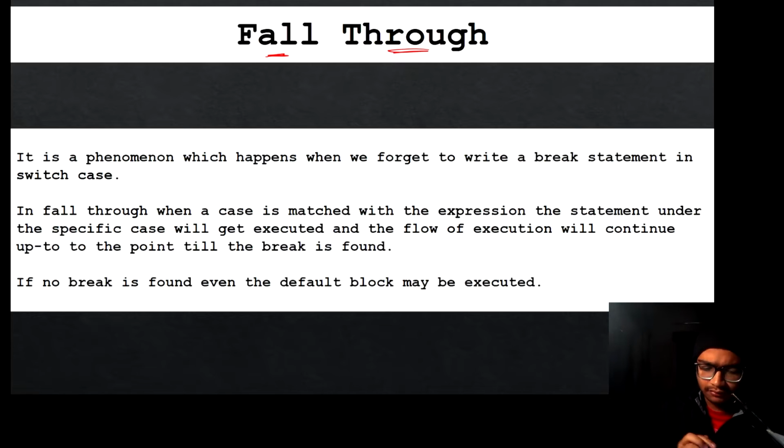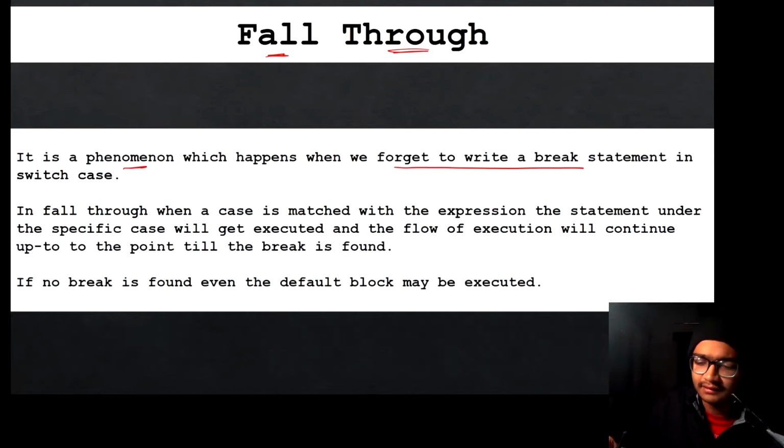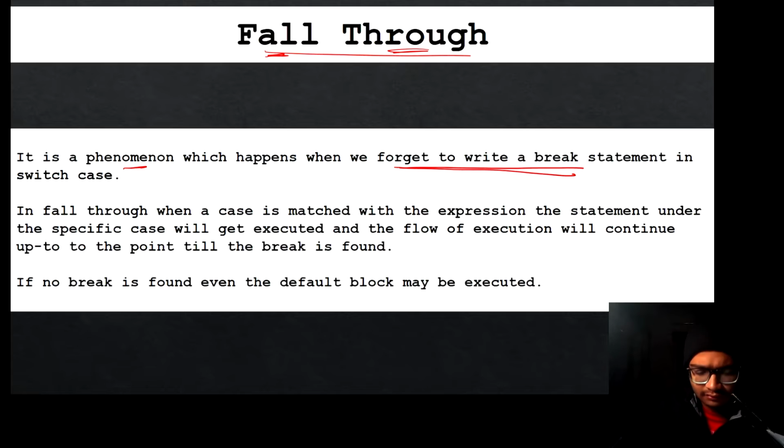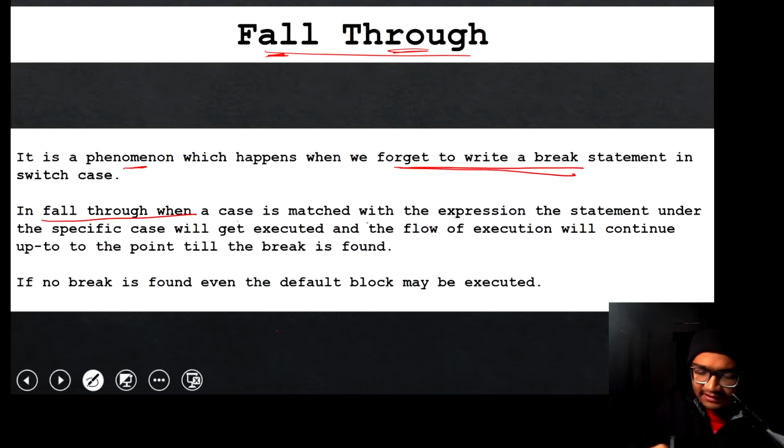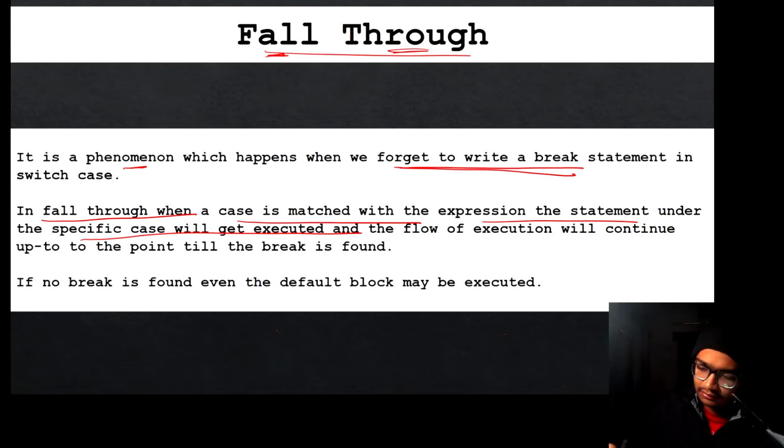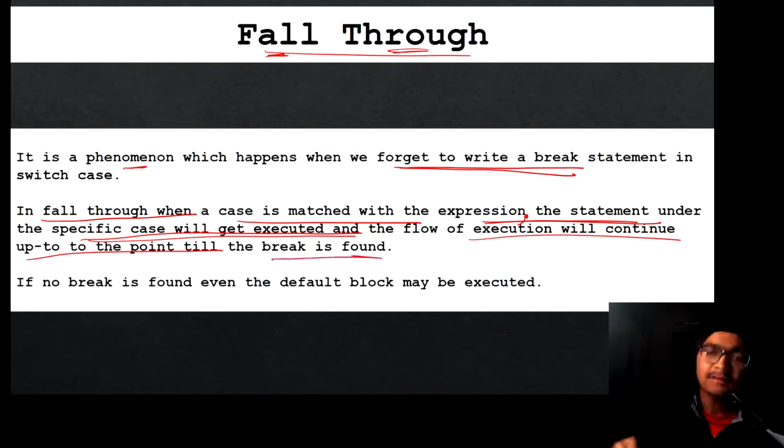So what is fall through? Fall through is a phenomenon which occurs when we forget to write a break statement. When we miss out the break statement in any case of our switch case, the fall through phenomenon occurs. In fall through, when a case is matched with the expression, the statements under that specific case will be executed, and the flow of execution will continue until a break is found.